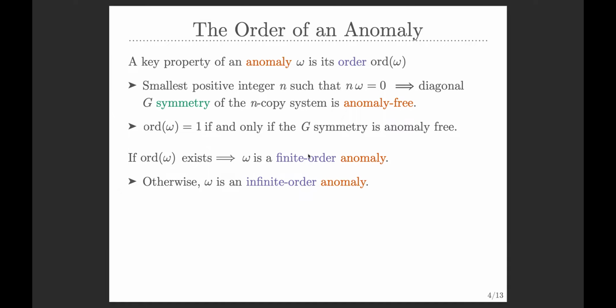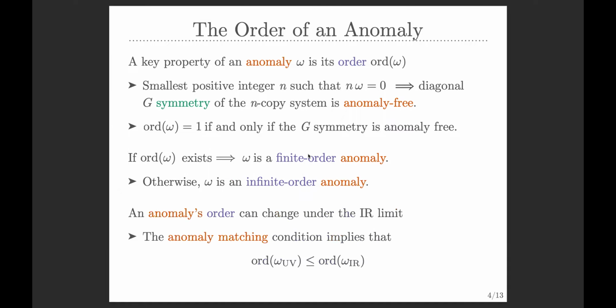Something that's really nice to prove is the following. The anomaly matching condition on the last slide related the IR anomaly with the UV anomaly by the pullback. The anomaly's orders do not need to be the same under that pullback for it to be satisfied. What you can prove is that there's an inequality between the order of the UV and the order of the IR. When you go from the UV to the IR, the order of the anomaly is either going to stay the same or increase, but can never decrease.